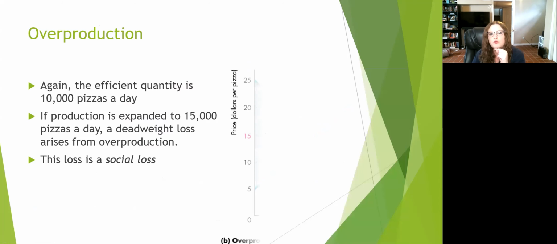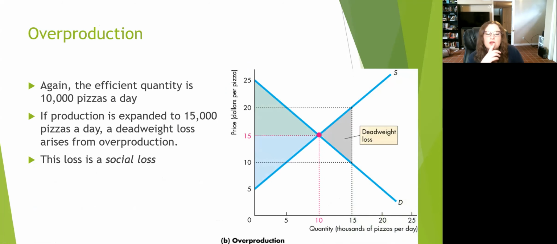Let's talk about overproduction, right? So society wants us at 10,000 pizzas, but what if we produce 15,000? Well, if we produce 15,000 pizzas, let's go up from there. We notice that people don't want to pay very much for that, and it's very expensive for producers. Well, this is too much. This is a deadweight loss that's happening because we're producing things at a high cost that no one's going to buy because they're not willing to pay that cost. That means that there's a triangle of deadweight loss. This is a social loss.